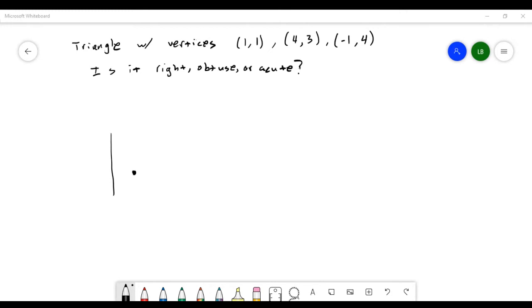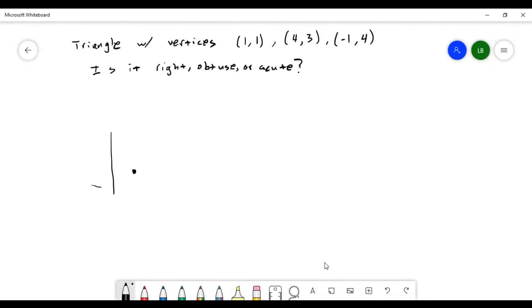So what I did was I just used that formula where the dot product equals the two magnitudes times cosine theta. First I took the vertices and found the vectors in between them. The first one was between the first two, so 3, 2. The next one was negative 5, 1. And the last one was negative 2, 3. And then I just did the formula for each one.